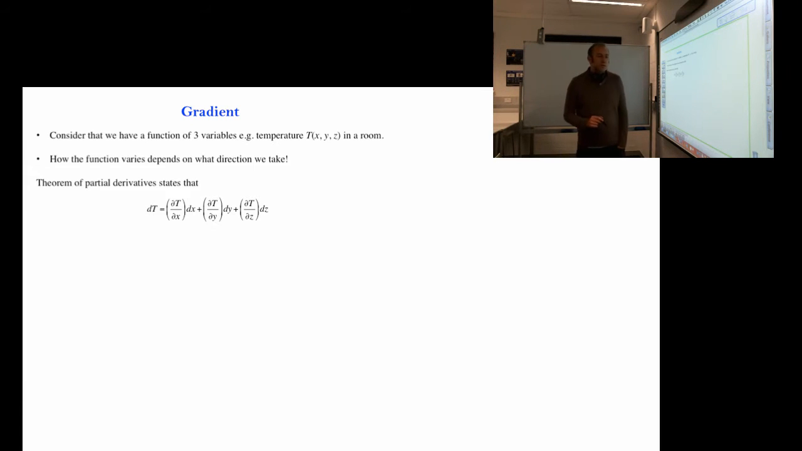Okay, now suppose you want to describe how the temperature in one part of the room varies with respect to another part of the room. Now the temperature is going to depend on three variables. It's going to depend on x, y, and z. And how the temperature varies is going to depend on what direction we take.